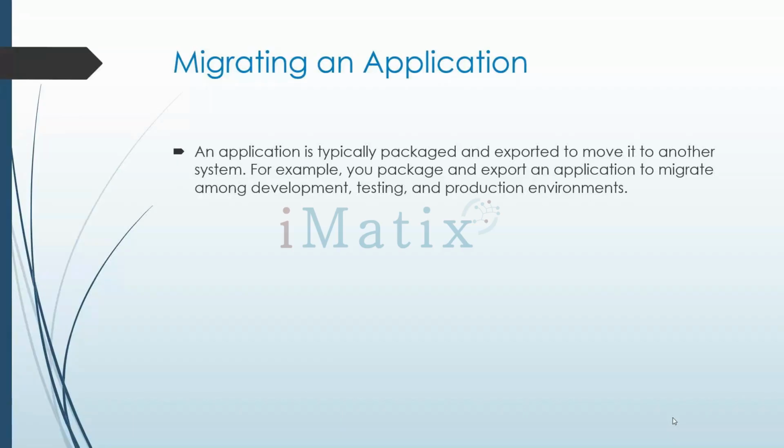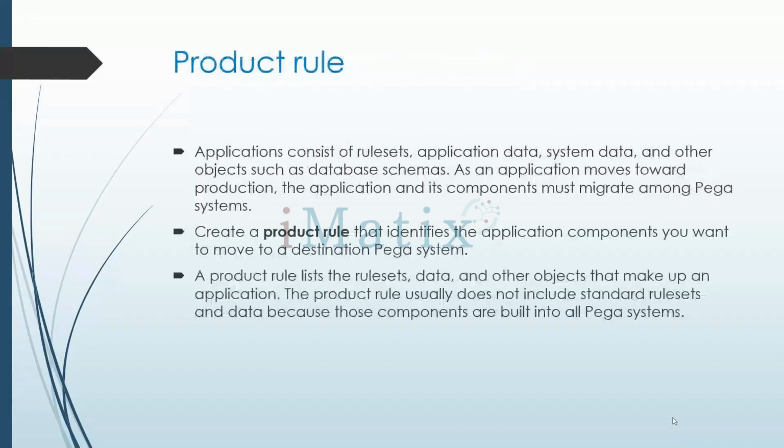Now when I have some features, some code or some rules available on the dev environment, I have to move my application across the environments to make sure it is properly tested and all the acceptance testing is done. Then finally it has to be moved to production. The same code should be moved across onto the higher environments. Correct? Now this part is called your application migration, and in Pega we do that through a product rule.